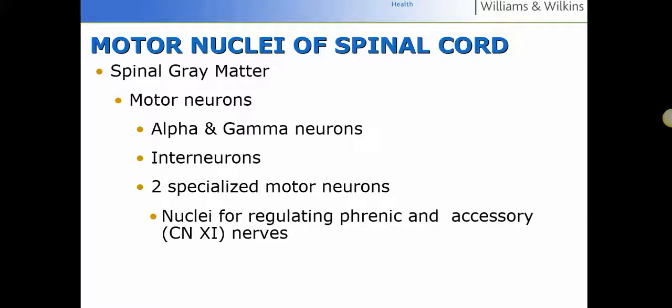So we talked about the motor nuclei, the motor unit. Basically, it's the spinal gray matter, which comprises the motor neurons, and each motor neuron supplies efferent impulses to the muscle. It comprises the alpha and gamma neurons, and the interneurons, which talk to the alpha and gamma neurons. And there are two specialized motor neurons, which are basically for regulating phrenic and accessory nerves. So we know that the only nerve that has an active role in speech production is the phrenic nerve that innervates the respiratory muscle.